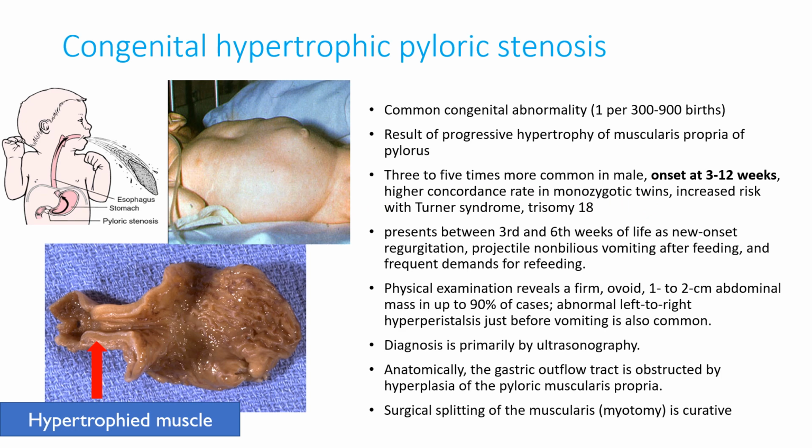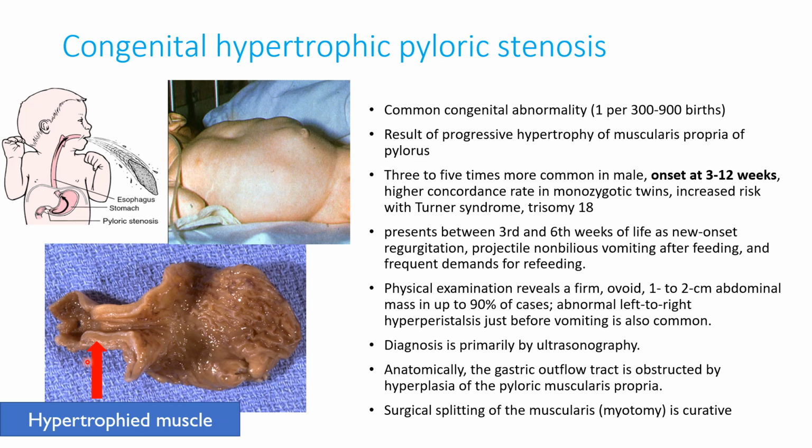Congenital hypertrophic pyloric stenosis is a common congenital abnormality that affects 1 in 300 to 900 births. It results from progressive hypertrophy of the muscularis propria of the pylorus. It's more common in males. The onset is about 3 to 12 weeks of life. There's a higher concordance rate in monozygotic twins, Turner syndrome, and trisomy 18.